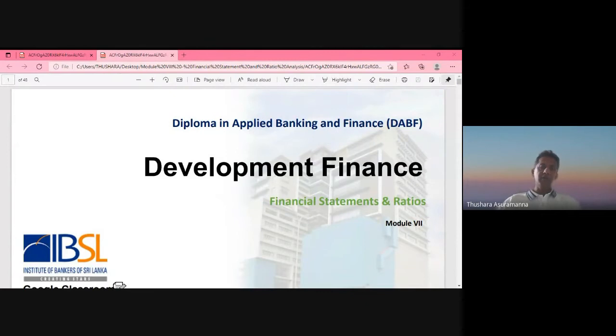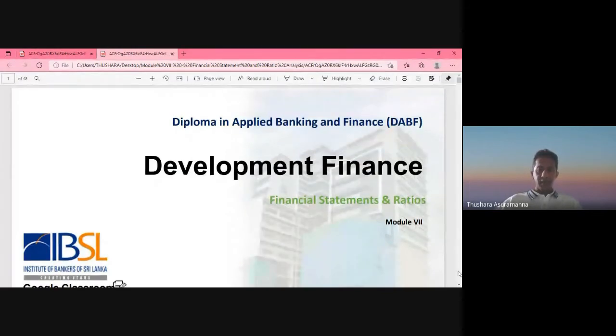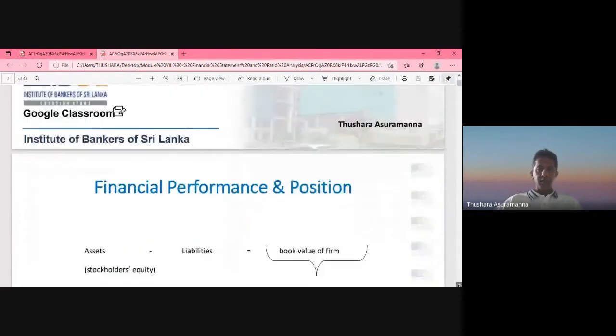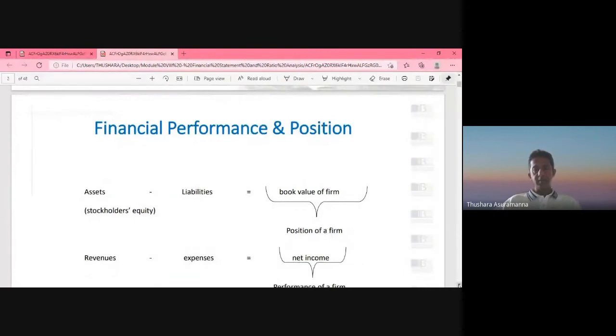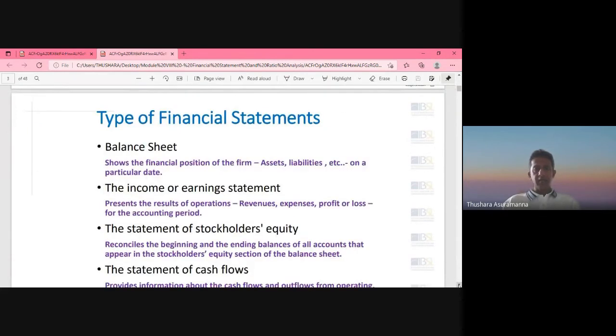What we have been doing was we were discussing financial statements and ratios. We started last week, so I'll quickly go through what we have done on financial statements and analysis. We discussed the importance of financial statements and key terminologies like what is performance and what is position, and then we discussed the types of financial statements.